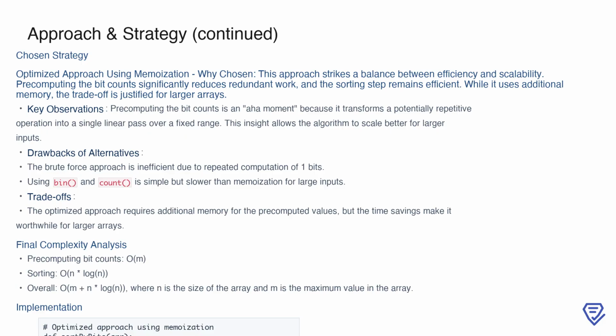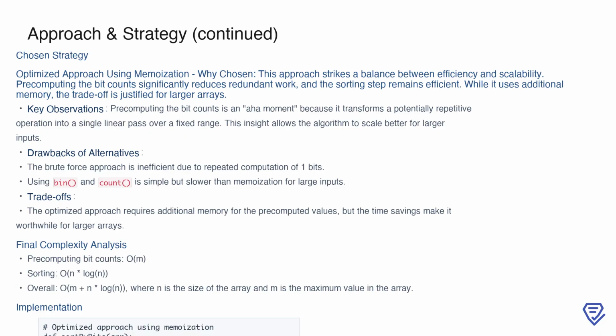On the other hand, the brute force approach, while easy to implement, is inefficient due to the repeated computation of 1 bits for each number. Similarly, using Python's built-in functions like bin and count is simpler but slower than memoization for large datasets because it doesn't avoid redundant operations. The optimized approach does introduce an additional memory requirement to store the pre-computed values, but this trade-off is well worth it for the time savings it provides when working with larger arrays.